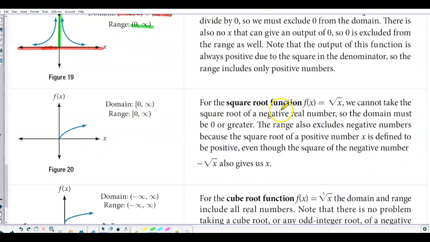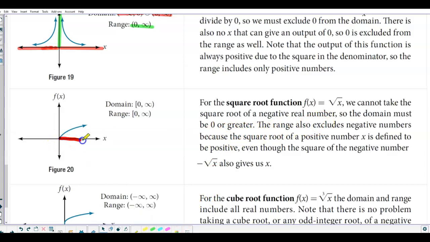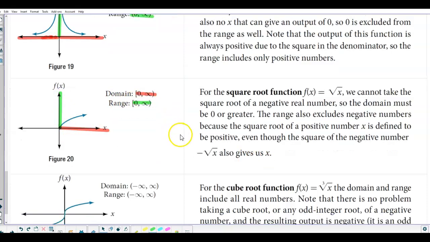Then we have the square root function, f of x, which is equal to the square root of x. We cannot take the square root of a negative real number, so the domain has to be 0 or greater. So starting at 0, we can include 0, going all the way to positive infinity. And now the range also excludes negative numbers because the square root of a positive number x is defined to be positive, even though the square of the negative square root of x also gives us x. So that means we're including 0 and going all the way up to positive infinity.